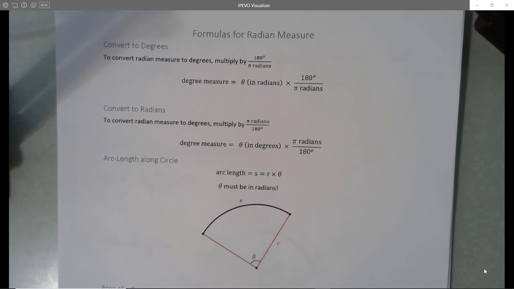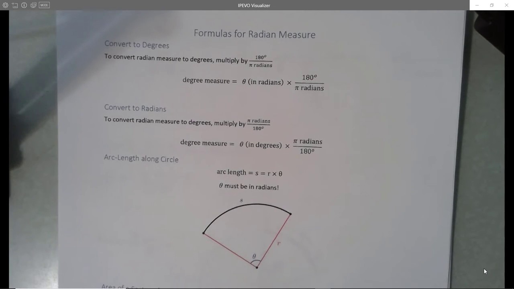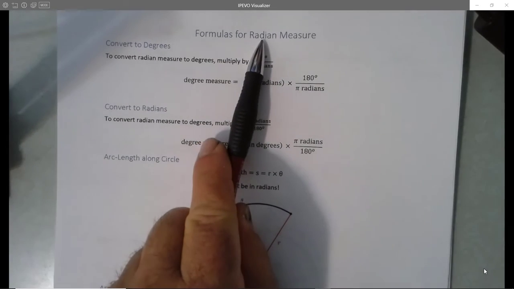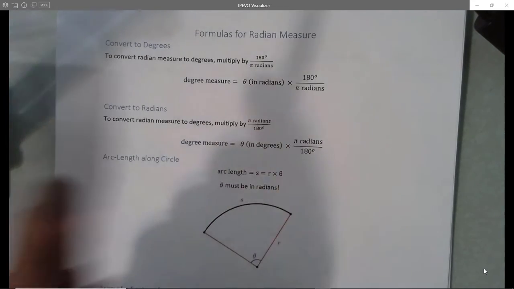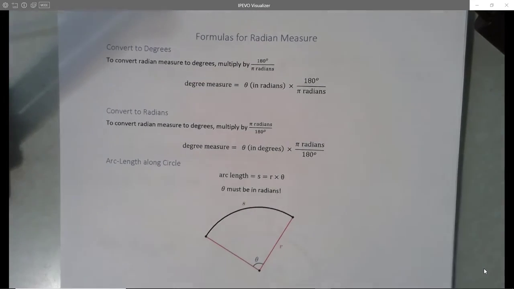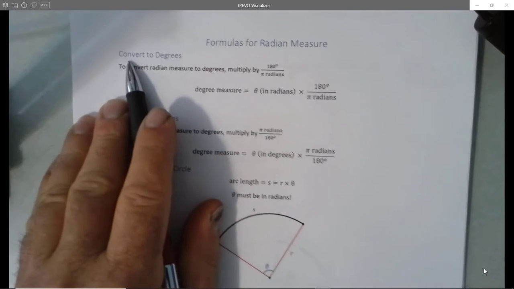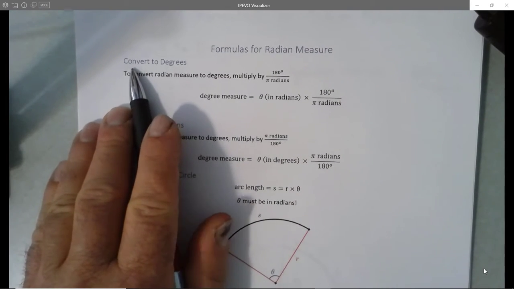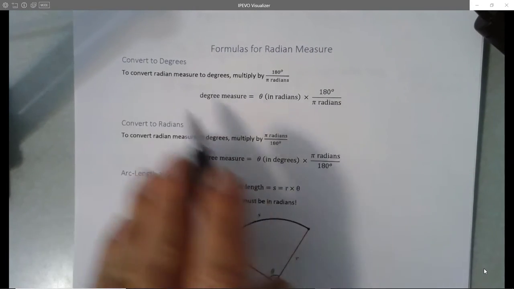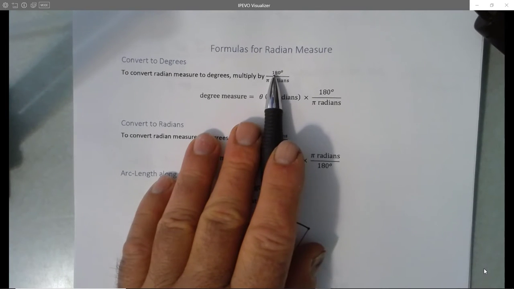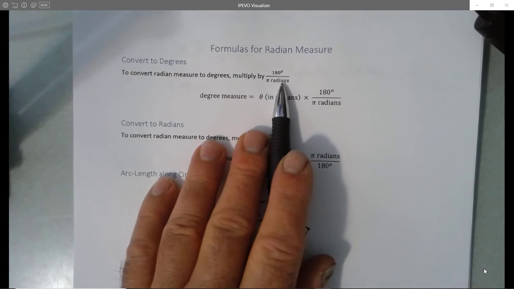In this quick tip, I'd like to mention four formulas handy for working with angles that are expressed in the radian system of measure, or in degrees when you want to convert to radians. So first of all, how do we convert to degrees if we start out in radians? The answer is that you multiply by the fraction 180 degrees over pi radians.